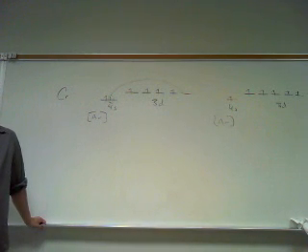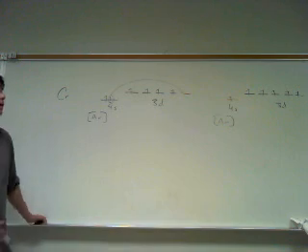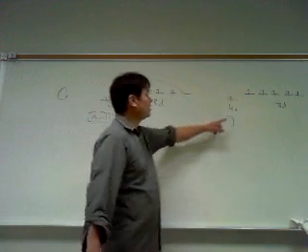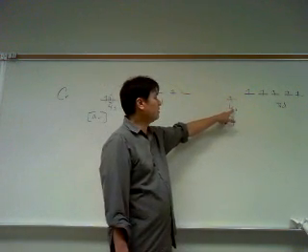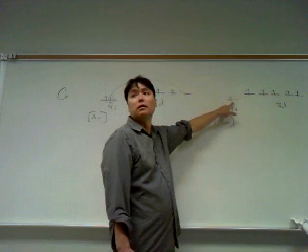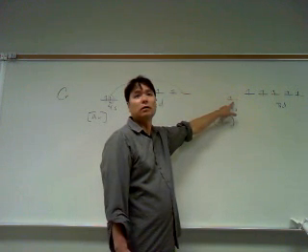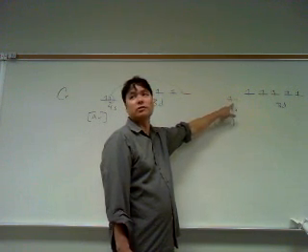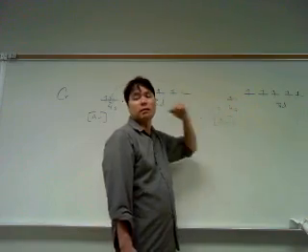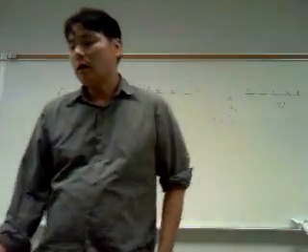So that means chromium has 1 valence electron. Yeah, chromium would have 1 valence electron, the way we defined it, and that would be this one here, the outermost.